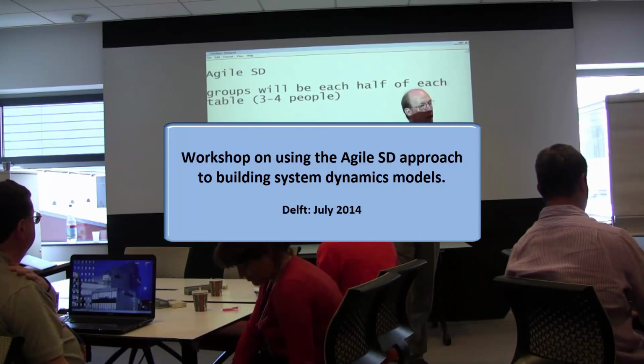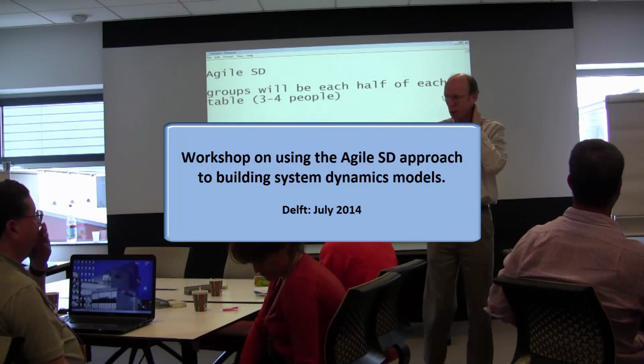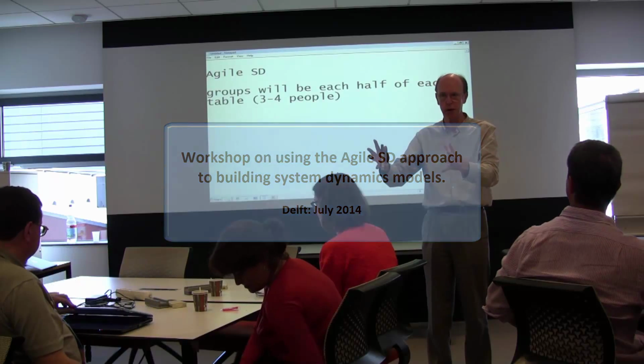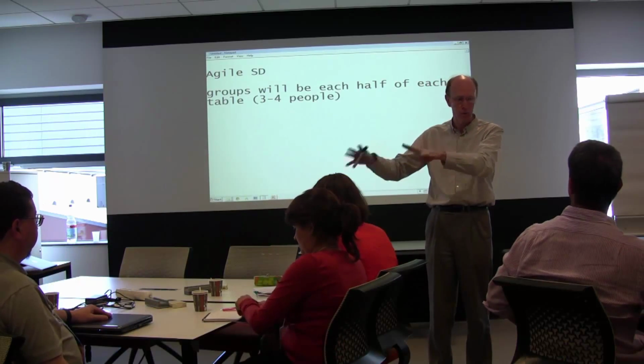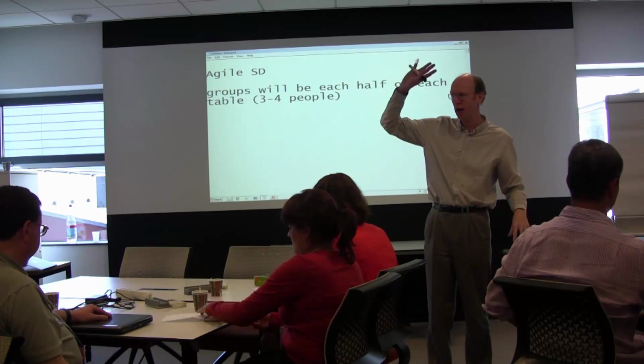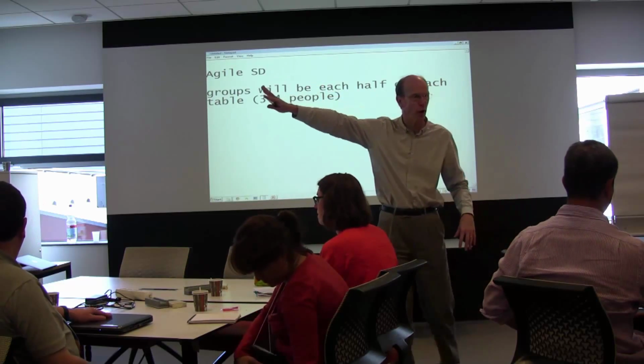Yeah, so we're going to be working in groups of 3 to 4 people, so kind of 2 groups per table with flip chart paper on the table, and some of the groups are going to use the white wall that we've got over there.